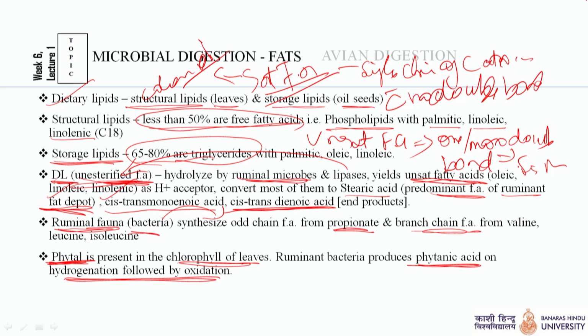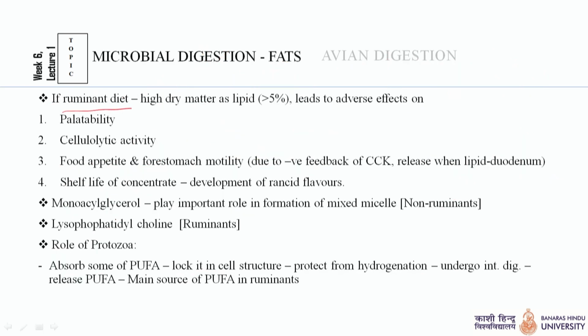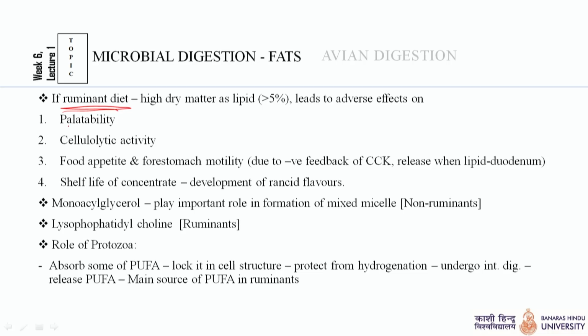Okay, so these are some of the important aspects of dietary lipid digestion in the ruminants. Now, if the ruminant diet contains more lipid, that means more than 5% of its total, then what will happen? It leads to some adverse effects, which we'll see now. First is palatability. What is palatability? Palatability means it is the likability of any feed.